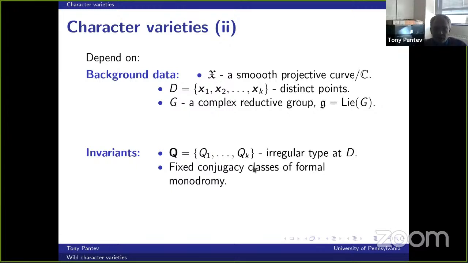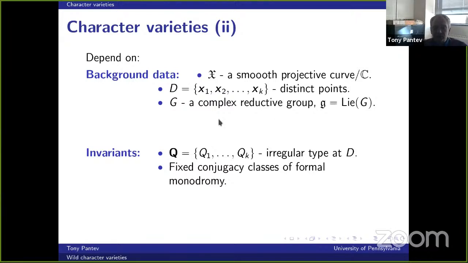So what are we dealing with? The background data that we are dealing with is a smooth projective curve X, with a number of distinct points. These are going to be the poles of our connections. We have a complex reductive group G with a Lie algebra g. And I'm going to fix some invariants that control the behavior of my differential equations, of my connections.